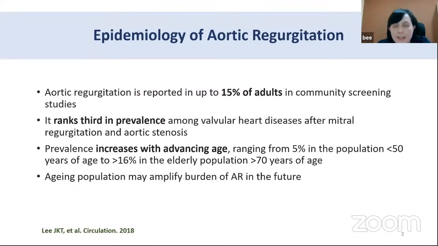Aortic regurgitation is reported in up to about 15% of adults, and after mitral regurgitation and aortic stenosis, it ranks third in the prevalence amongst valvular heart disease. And its prevalence increases with advancing age, ranging from about 5% in those younger than 50 years of age to about 16% in those older than 70 years of age. And now a shift in the age distribution towards an elderly population will likely amplify the burden of aortic regurgitation to healthcare in the future.